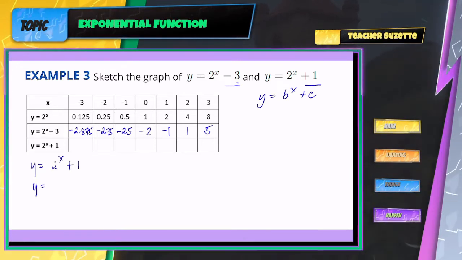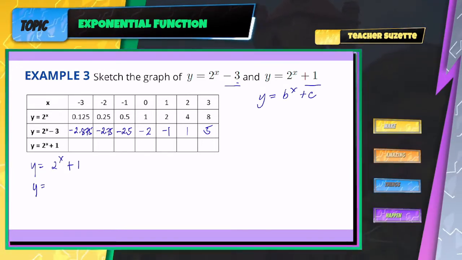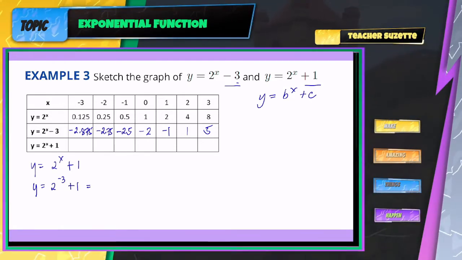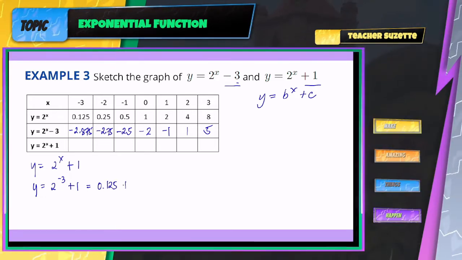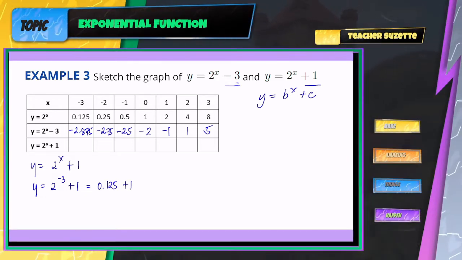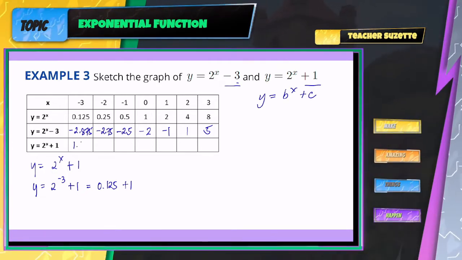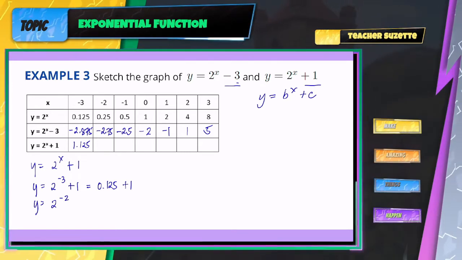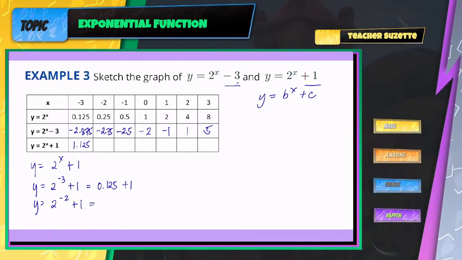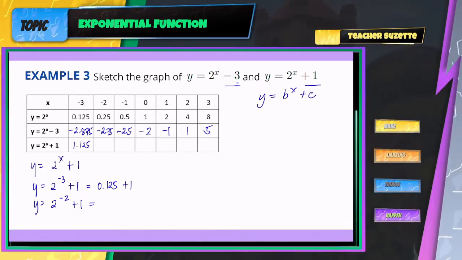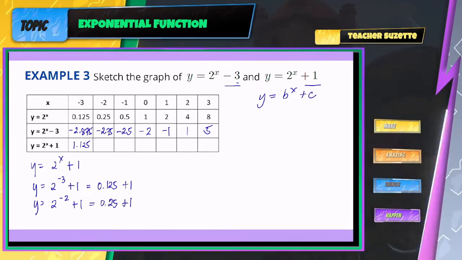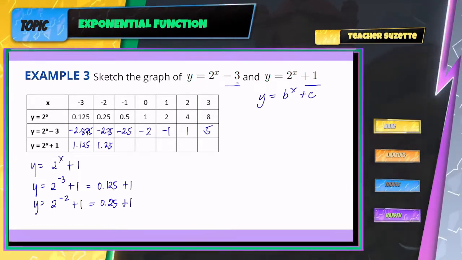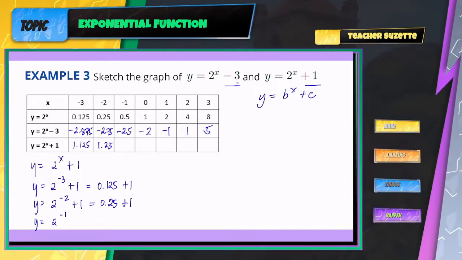So, let's start when our x is equal to negative 3. So, we have 2 raised to negative 3 plus 1. And 2 raised to negative 3 is equal to 0.125 plus 1. So, 0.125 plus 1 is equal to 1.125. Next, y is equal to 2 raised to negative 2 plus 1. And 2 raised to negative 2 is equal to 0.25 plus 1 which is equal to 1.25.